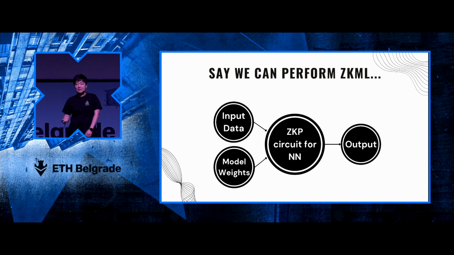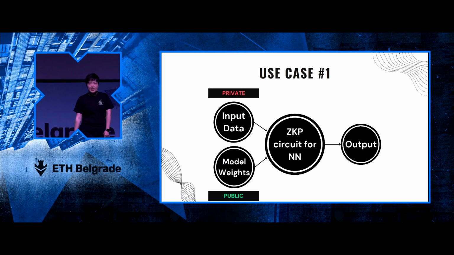From here, there are three types of use case we can talk about. The first use case is where we want to keep our input data private but our model weights public. The way to think about it is there is a model that is completely public, open source, that everyone can trust. A model that has very good performance that everyone can trust, so that when we put in some private data and we get a result, people can trust that result as being reliable.